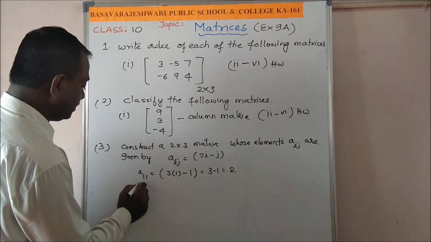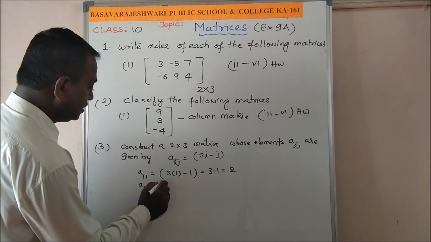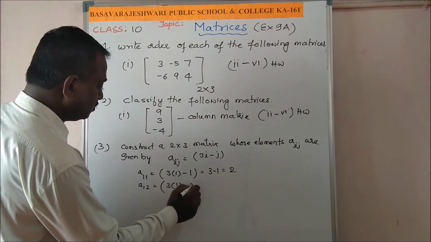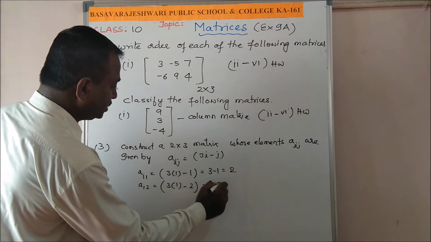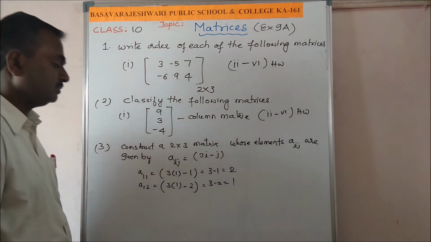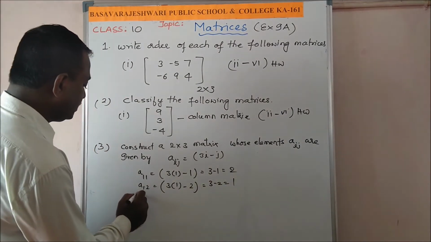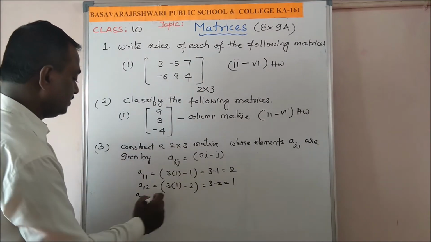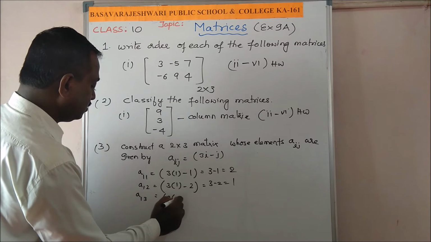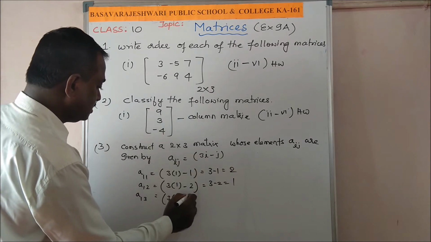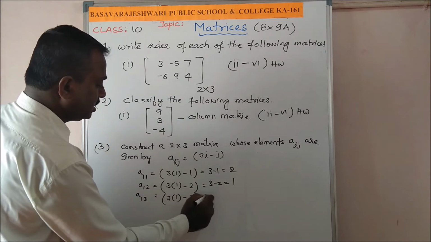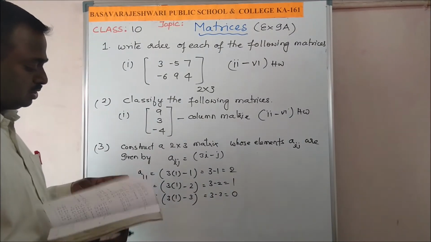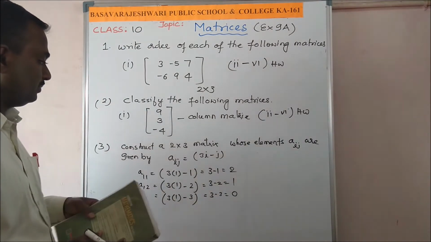Now, first row, second column. a_12: 3 into 1 minus 2, 3 minus 2 is equal to 1. Now, first row, third column: 3 into 1 minus 3, 3 minus 3 is equal to 0. So 2, 1, 0.